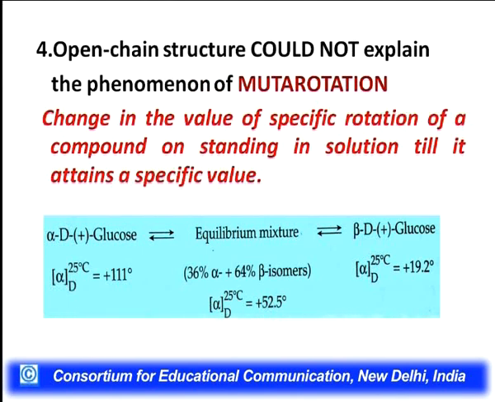Now, what is mutarotation? Mutarotation is a process in which the specific rotation of a particular compound changes on standing in solution with time until it attains a specific value. So if we consider the open chain structure of glucose, it was not able to explain the phenomena of mutarotation, that is the change in specific optical rotation of glucose on standing with time.